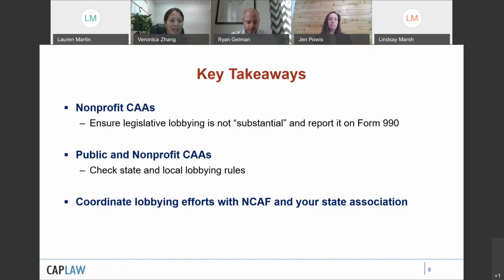And then finally, we would say that community action is fortunate to have an organization that is dedicated to lobbying efforts. And so that's NCAF. If you are lobbying in your state, or lobbying your federal legislators, coordinating those lobbying efforts with NCAF can go a long way to ensure that the message is aligned, and also that NCAF can work the relationships that it has on the Hill as well.